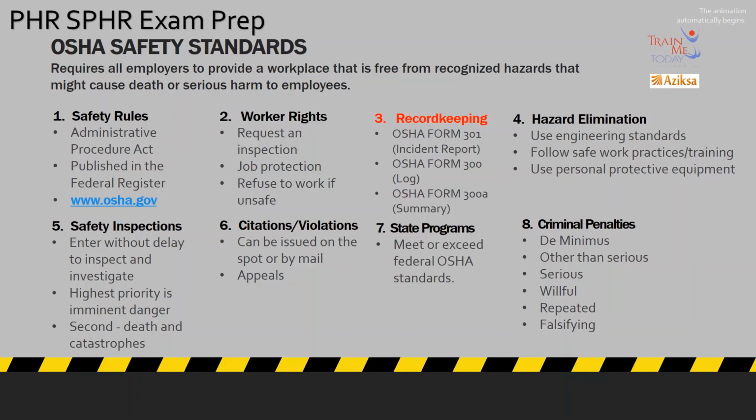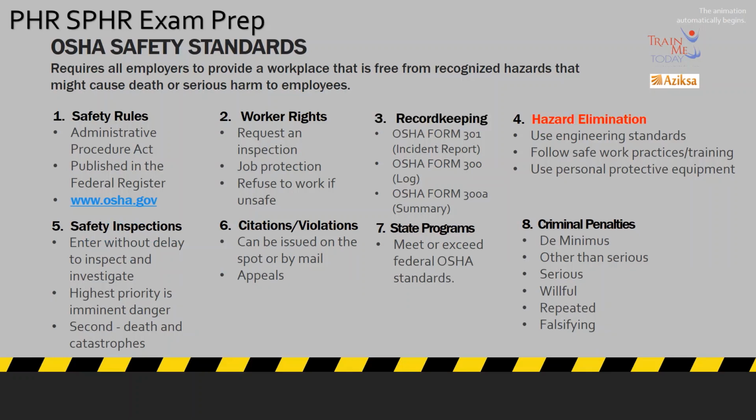For each recordable injury or illness, OSHA Form 301 Injury and Illness Incident Report or an equivalent form must be completed within 7 calendar days. We used to call this an accident investigation or an incident report. Employers must catalog all injuries on OSHA Form 300, that's the log of work-related injuries and illnesses, and summarize the log in OSHA Form 300A, Summary of Work-Related Injuries and Illnesses, at the end of each year. The log and summary must be kept for 5 years.